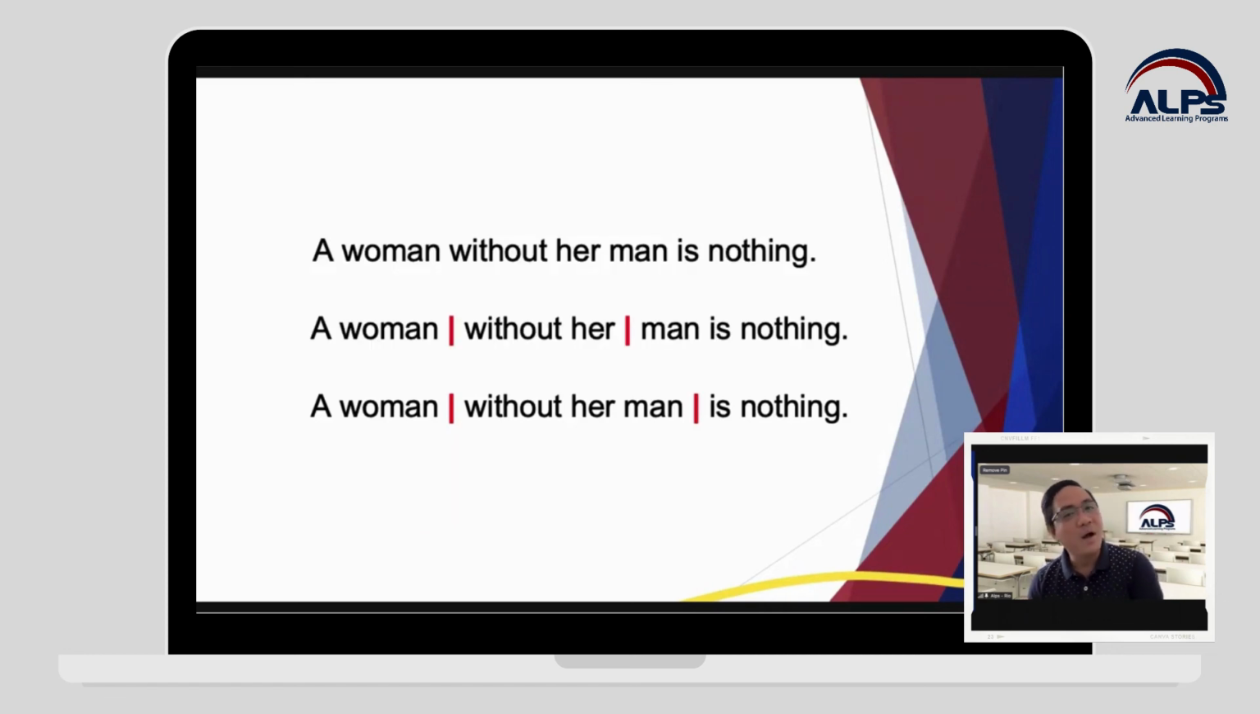Okay, again, let's go ahead and review. If you say it without any thought groups, monotonous: a woman without her man is nothing. Listeners won't be able to really understand what you're trying to say. But it's much clearer if you have your thought groups.